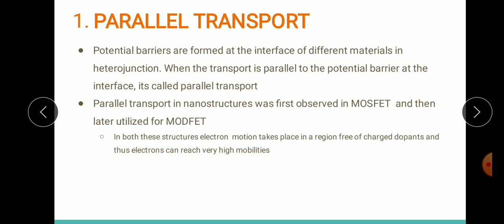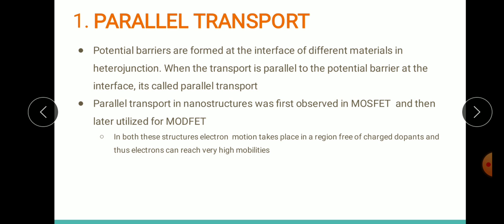And coming to the MODFET, MODFET is nothing but our modulation doped heterostructure, which we have formed from a gallium arsenide as well as aluminum gallium arsenide structure. So this is nothing but a modulation doped heterojunction. So when I say MODFET, let that image come to your mind.